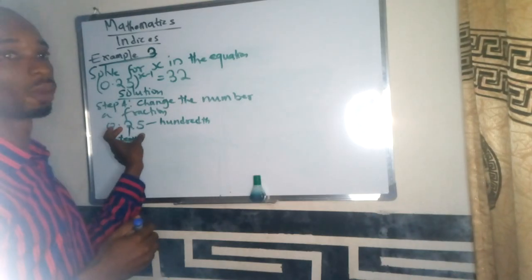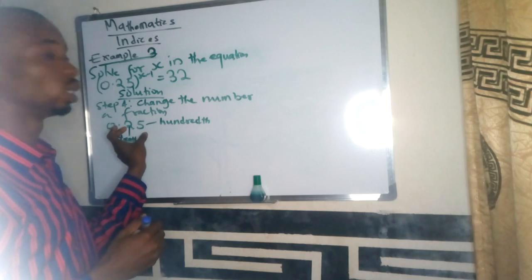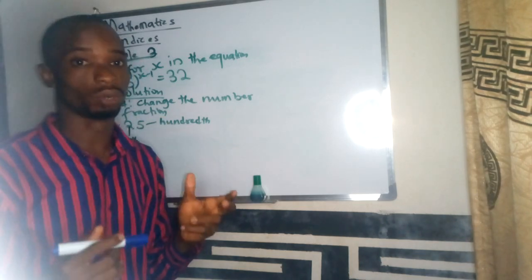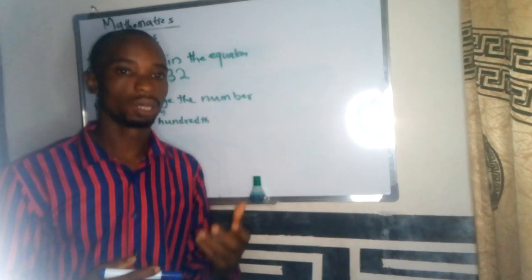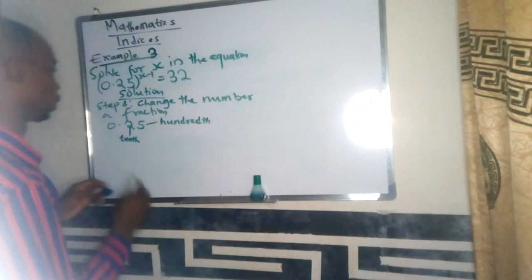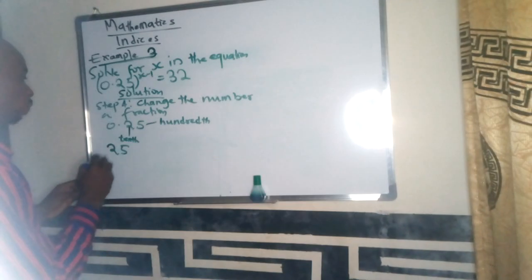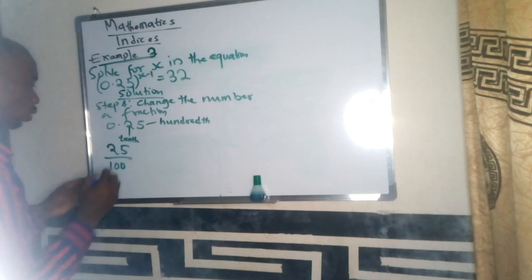you count the number of digits. If it is 2 digits, then it will be divided by 100. If it is 1 digit, then it is going to be divided by 10. If it is 3, divided by 1,000. So we have this number as 25 over 100.